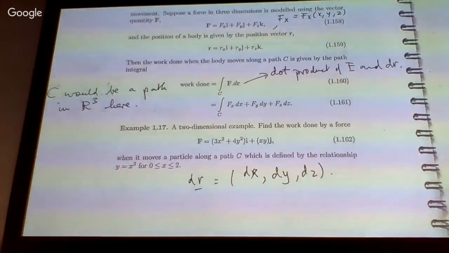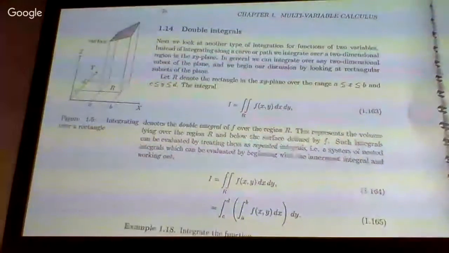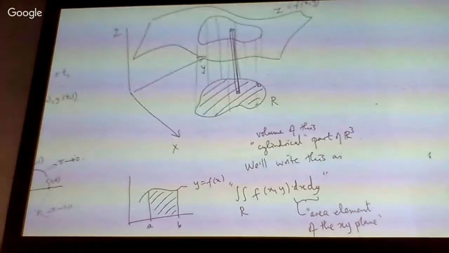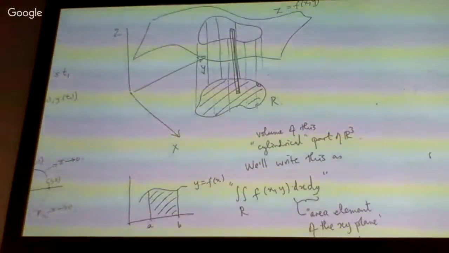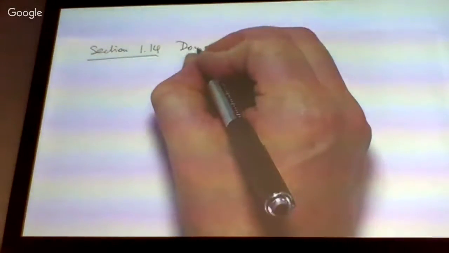So I'll be with you again on Wednesday, and then we're going to discuss the other type of integration, which is over the page here, double integrals. But I'd just like to introduce them a bit more gently, so I'm going to take 10 minutes or so to do that now at the end of the lesson. So this is section 1.14, double integrals.